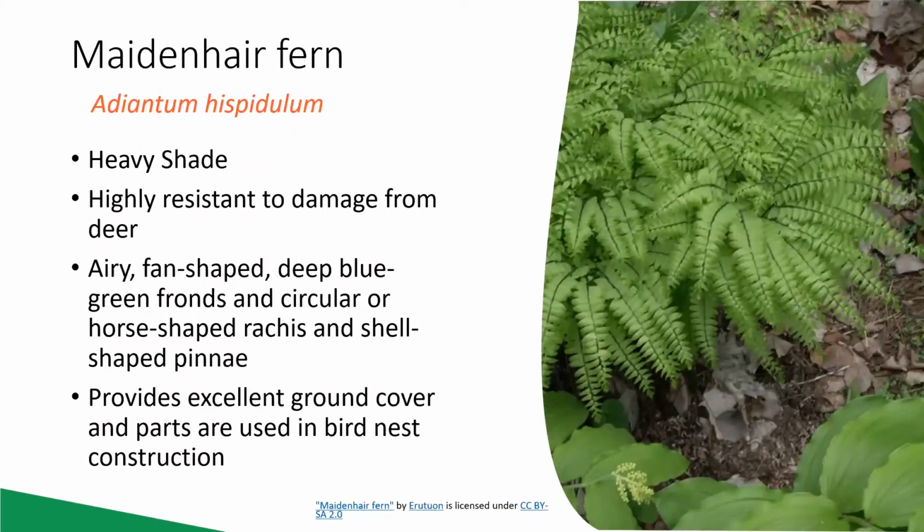The maidenhair fern, one for heavy shade. It can grow in average, medium, well-drained soil, part to full shade. It spreads by creeping rhizomes and can form large colonies over time, and it can tolerate a mild drought.